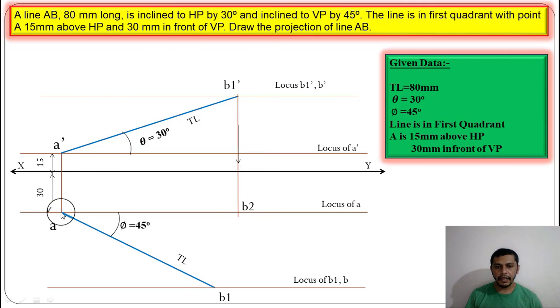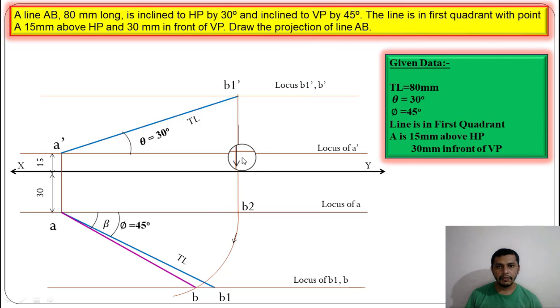Now measure A to B2, and give an arc on the locus of B from A. So from A, measure A to B2 and give an arc on the locus of B. The intersection of this arc and locus of B will give us the plan of point B. So connect B to A. This will be our plan length, and the angle of the plan length will be beta.